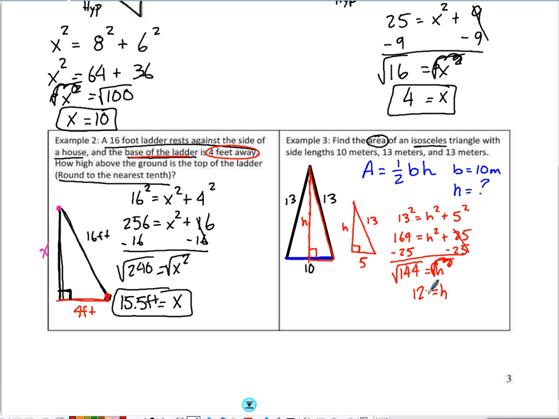So the height here in this case, we know is 12 meters. And now we can plug into our area formula to find the missing piece. Area is going to be equal to 1/2 the base, 10, times the height, 12. So the area of my triangle is 60 meters squared when I plug those values in.